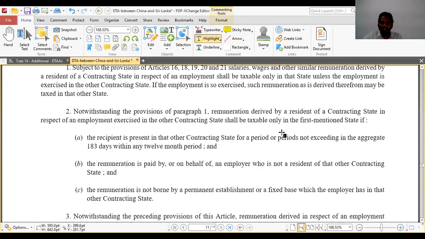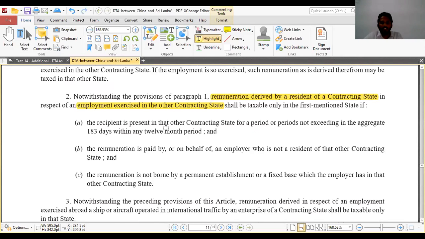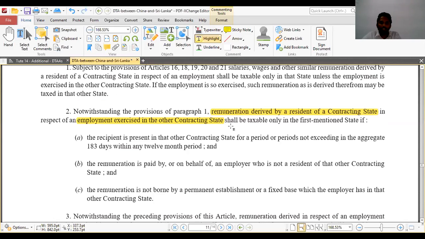Dependent personal services: in the case of remuneration derived by a resident person of the other contracting state in respect of employment exercised in the other contracting state. That means employment in Sri Lanka, while the residence is the other country. His employment is here. Then how do you need to determine the residency? You need to check these criteria. I will have a separate session on the DTA provisions, on how to determine this.